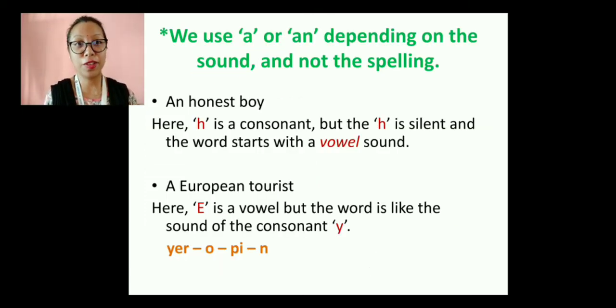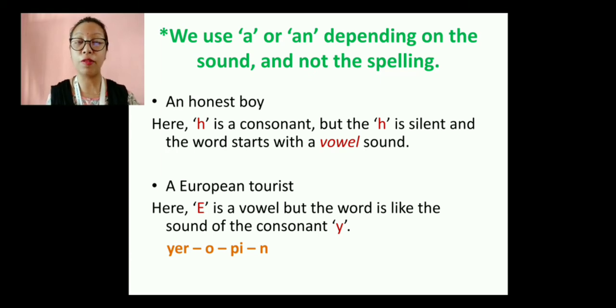But there is also a little difference in the uses of a and an. So what is it? We use a or an depending on the sound and not the spelling, which I have repeatedly told you: the sound is important in a word, not the spelling. An honest boy. Here H is a consonant, but the H is silent. When we pronounce the word honest, we don't pronounce the H. We pronounce it with the O, and H is silent here.